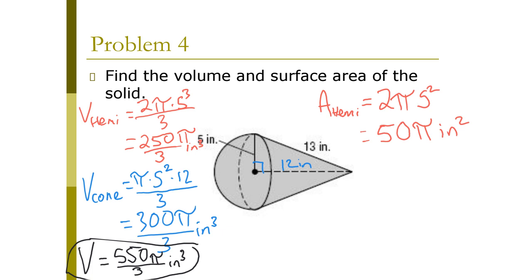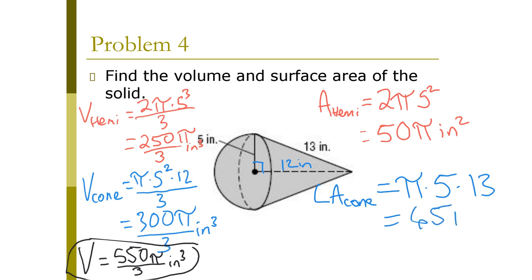Excellent. And now I just need to find out the area of my cone. Do I want the entire area of the cone or just the lateral area of the cone? That's correct. Okay, I just want the lateral area because, again, that circle is inside the figure. My lateral area is pi times my radius, which is 5, times my slant height, which is 13. So all this is 65 pi inches squared. So how do I get that total surface area? Well, I would just add those two together. 50 plus 65 gives me 115 pi inches squared.